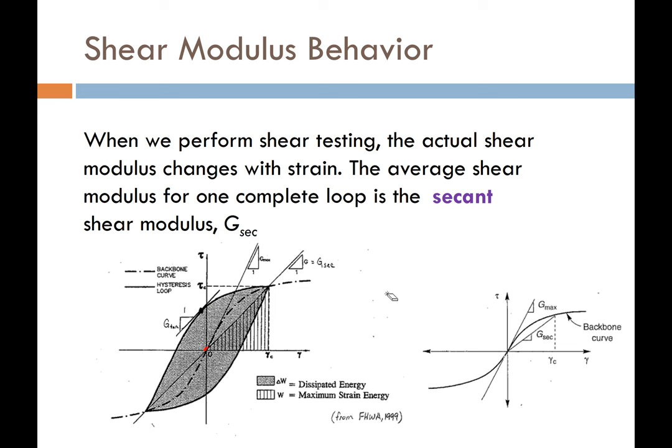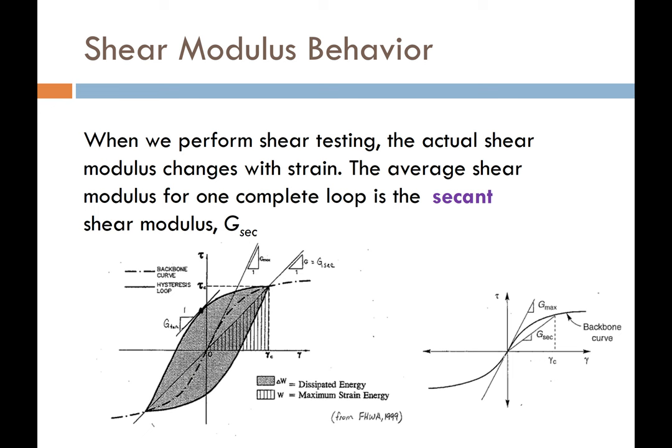So the secant modulus essentially follows the backbone curve that we defined before. Or maybe I should say the backbone curve defines the secant modulus, and the secant modulus represents the average shear modulus of the soil as a function of cyclic strain.